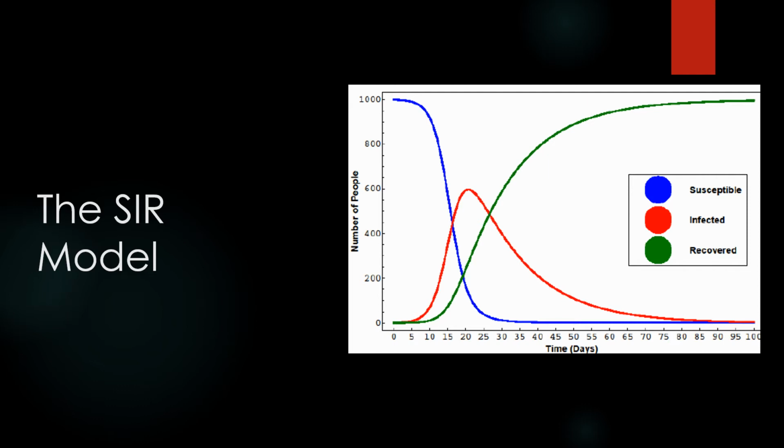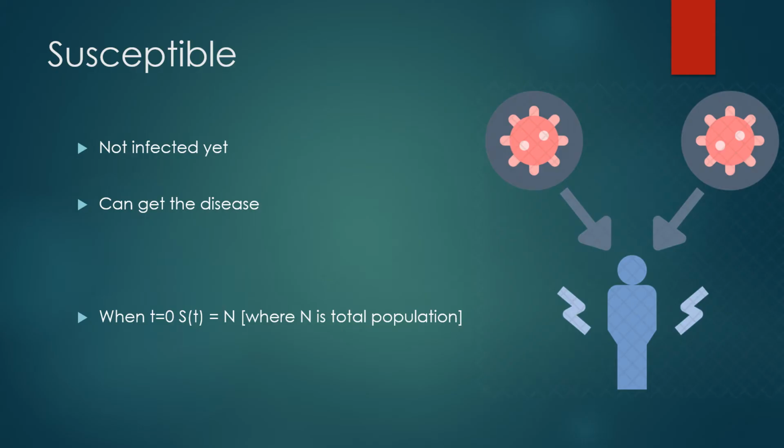Let's talk about the SIR model then. The SIR model stands for susceptible, infected, and recovered. The susceptible is modelled as S of t, where t represents time passed since the outbreak. There's also I of t and R of t. The susceptible are people who haven't yet got the virus. These are ordinary people who haven't been infected yet. At the beginning of the outbreak, this is the entire population, and for this model, we're going to let the entire population equal N.